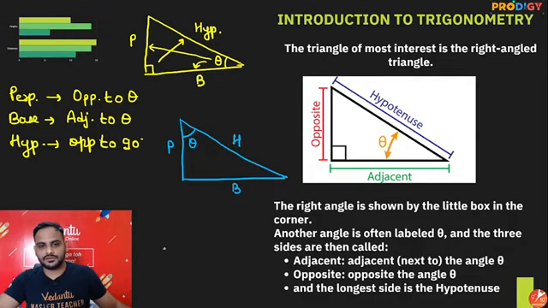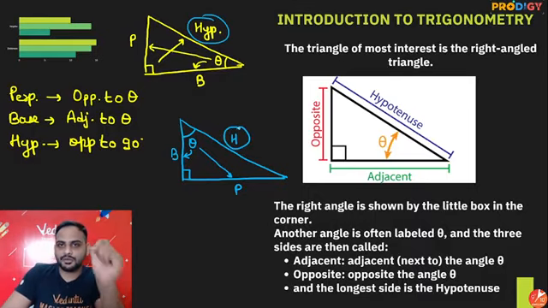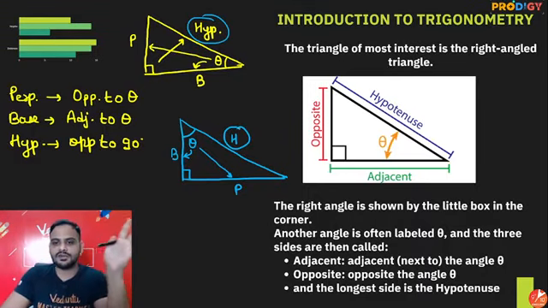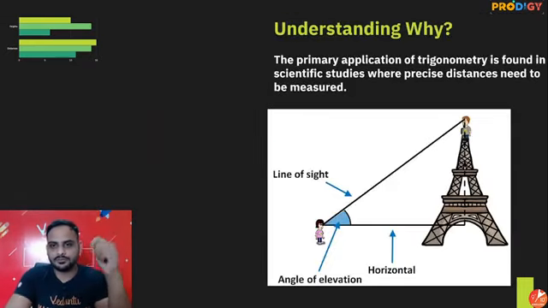Sorry, wrong. Suppose this is theta. This time I picked my theta over here. Now what will be the perpendicular side opposite to theta? So this time this is perpendicular, side adjacent to theta, this is base, and hypotenuse is this. So hypotenuse will remain fixed, but the position of perpendicular and base will depend upon theta.